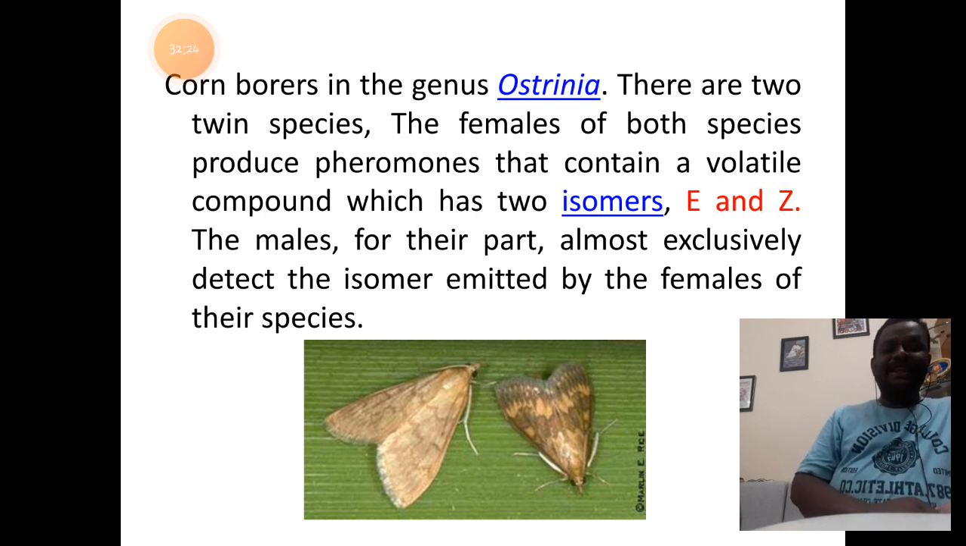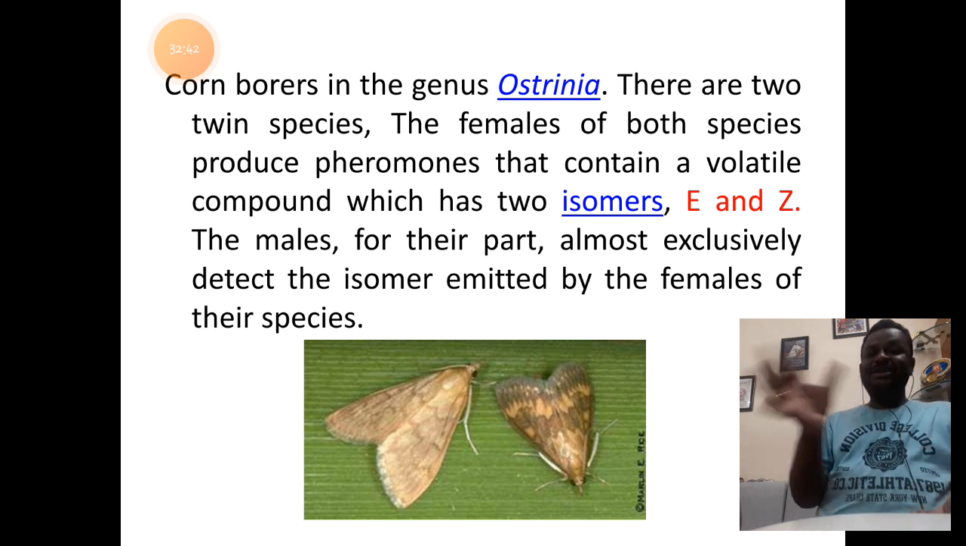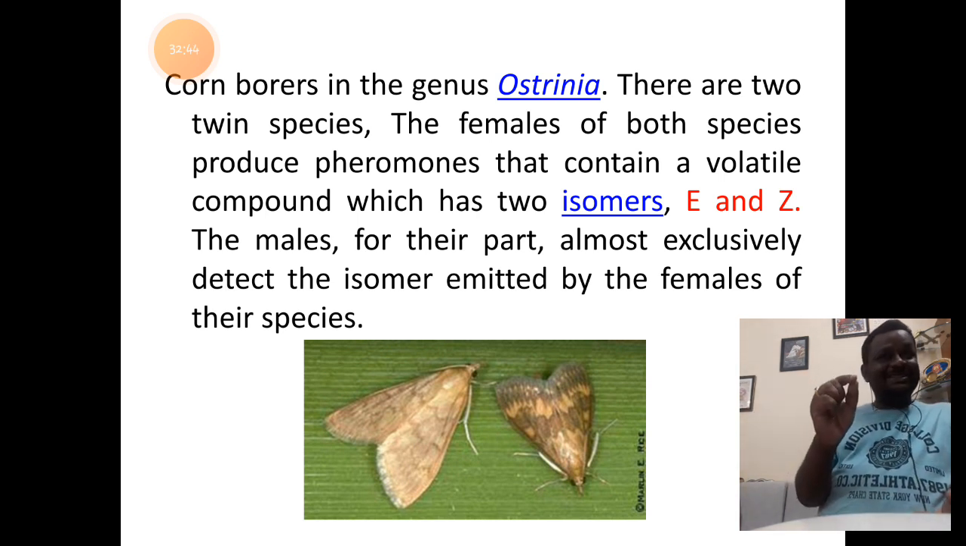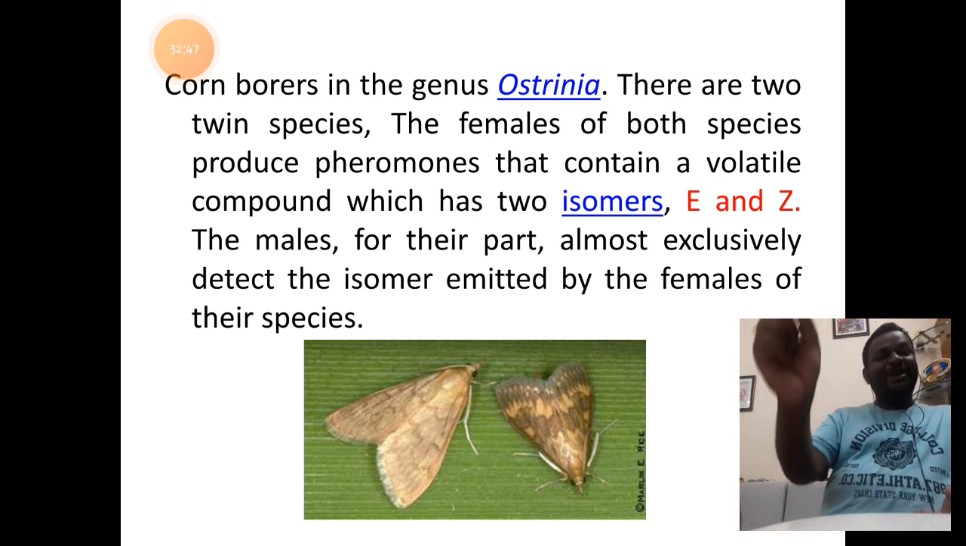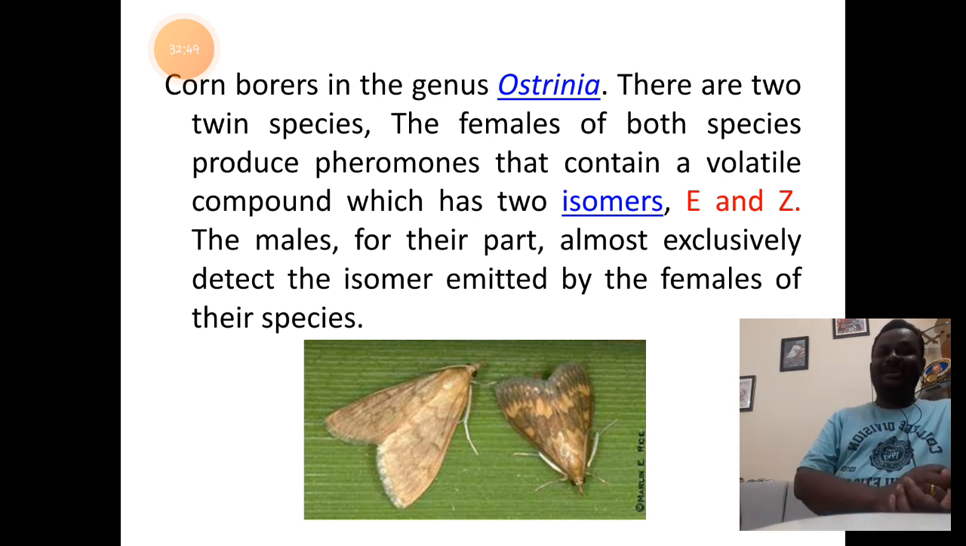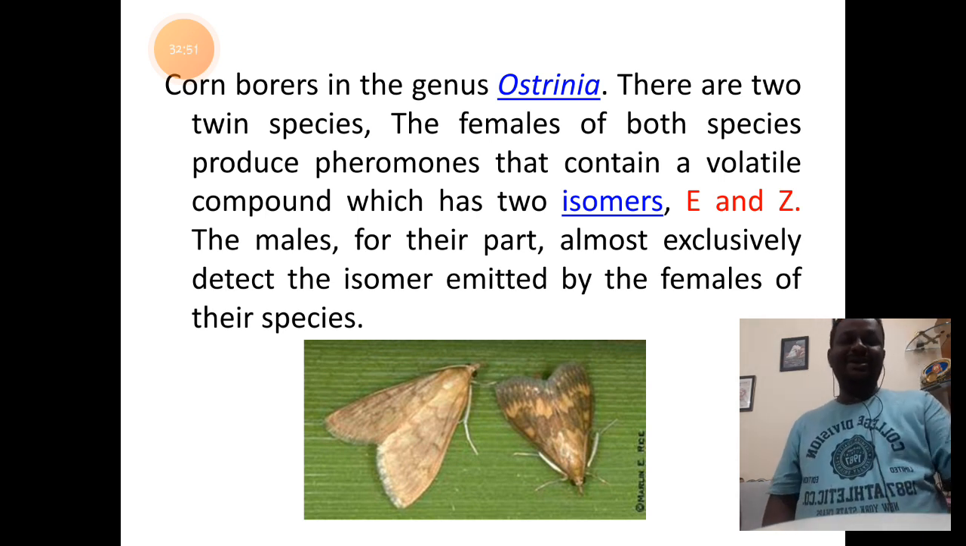Similarly, in the Asian corn borer, there are two isomers of pheromones, namely E and Z, produced by a female. It is attractive to a specific group of males. So it is emitted by a female, but it attracts only that particular species of male. So that's the importance of pheromones.